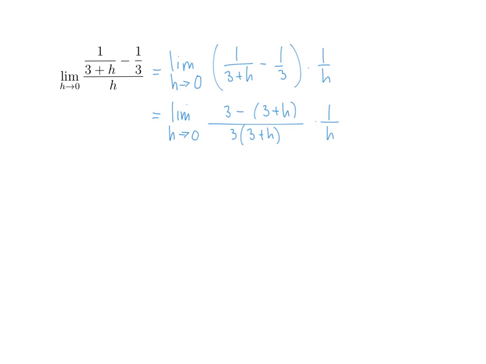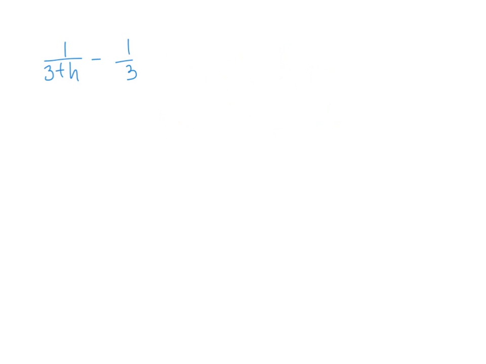Combining the fractions, we see that we end up with 3 minus 3 plus h in the numerator. Let's take a closer look at where this comes from. Here's the expression that we're trying to simplify. Remember that we want to have a common denominator of 3 times 3 plus h.